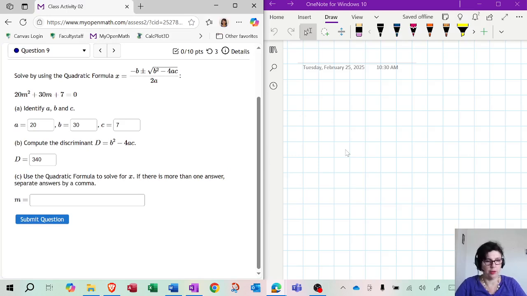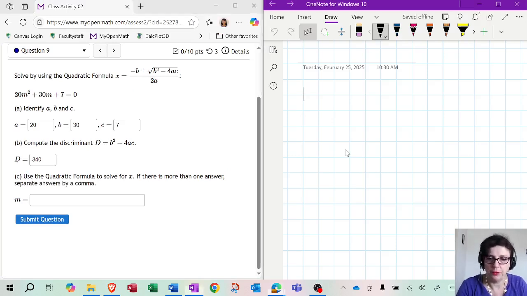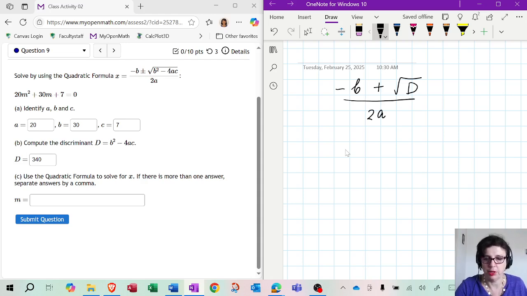So let me write it down. So the quadratic formula, if you define what's under the root as capital D, here's how it looks. So you go negative b plus square root of D divided by 2a. That's the first solution. The second solution is going to be negative b minus square root of D divided by 2a.